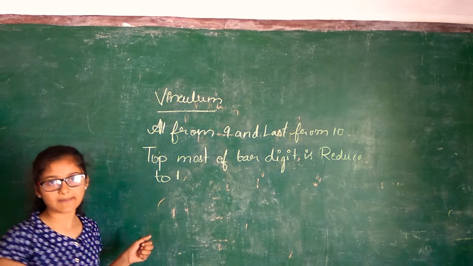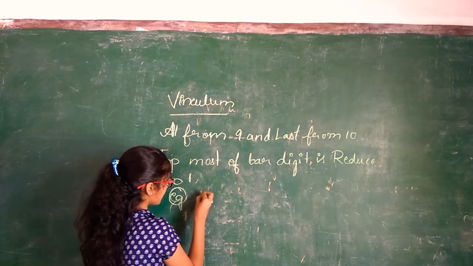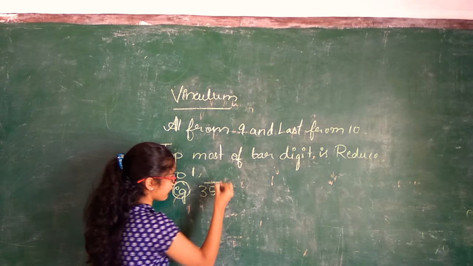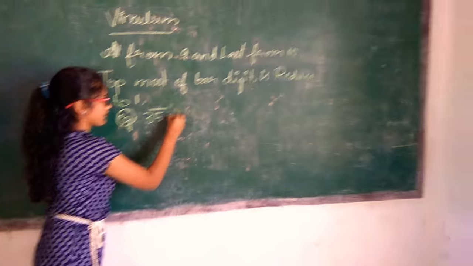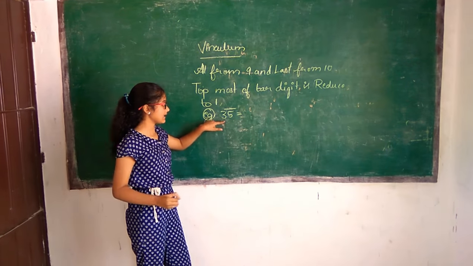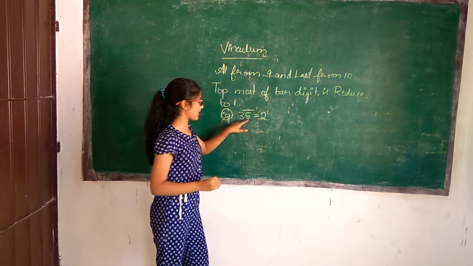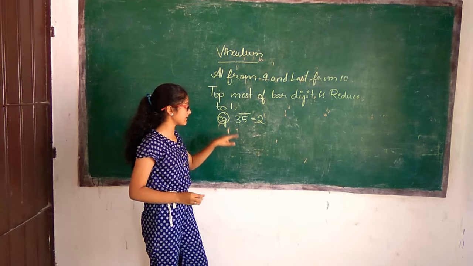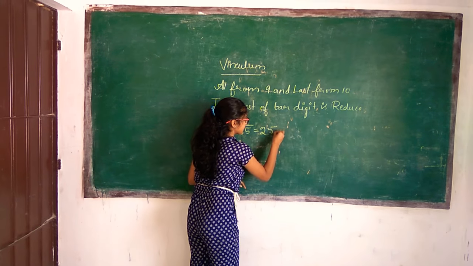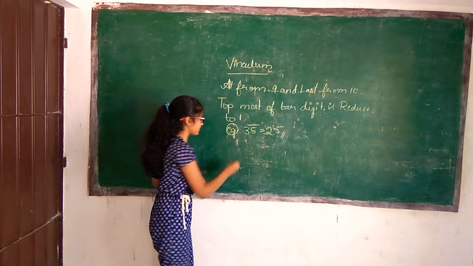Shall we take one example for this? Example: 35, with 5 having the bar. The topmost of the bar digit is 3. So we subtract 3 minus 1 equals 2. And we subtract the bar digit from 10. 10 minus 5 equals 5. This is the answer: 25 is the simplest form of 35.